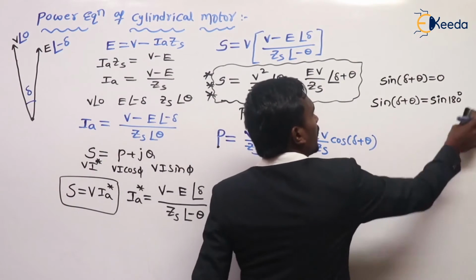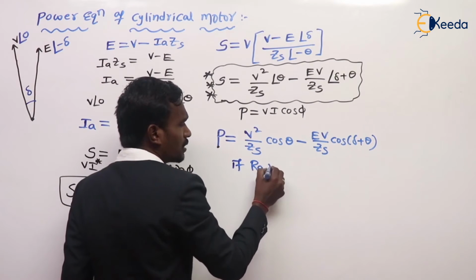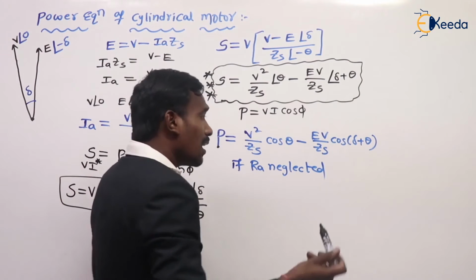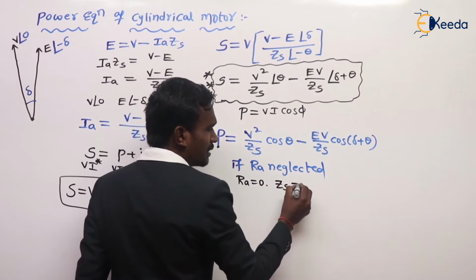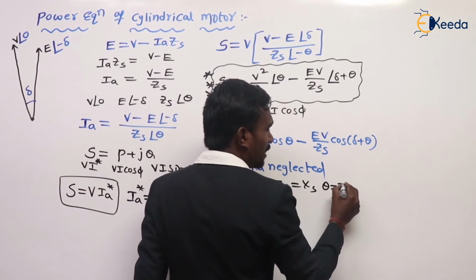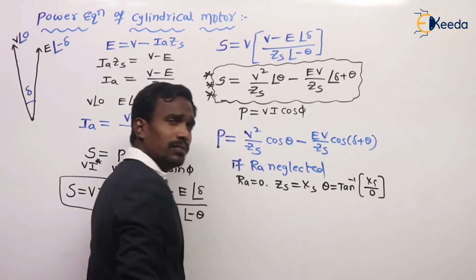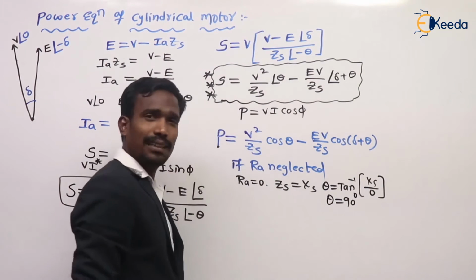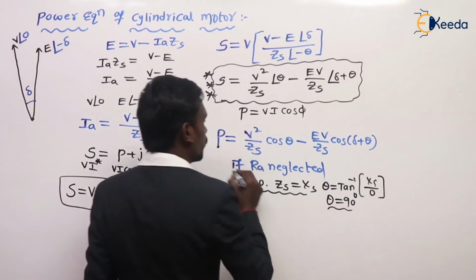I'm going to eliminate that armature resistance. If armature resistance is neglected, Ra is equal to 0, so Zs is equal to Xs. If Ra is 0, theta is equal to tan inverse of X by R, which is something by 0, infinite, so theta is 90 degrees. So substitute these values in our power equation.